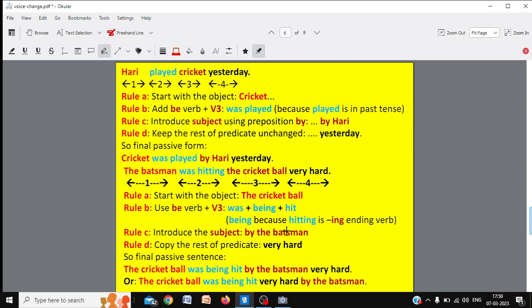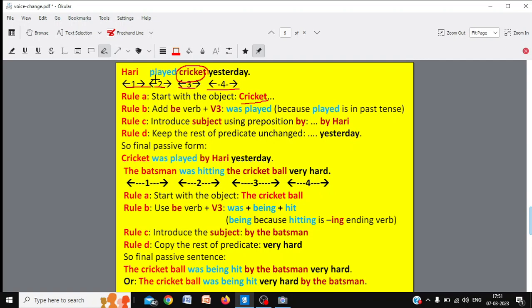Hari played cricket yesterday. Hari, subject, that is 1. Played, verb 2. Cricket, object 3. And yesterday, the rest of the predicate 4. So start with the object. That means you are starting with the word cricket. That is the first part of your passive voice sentence.